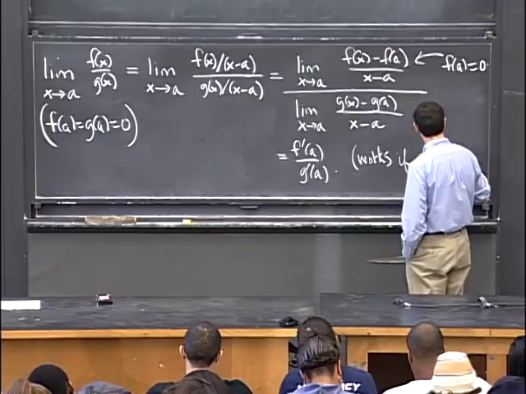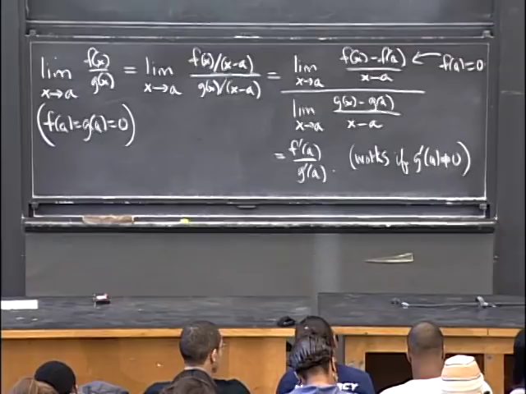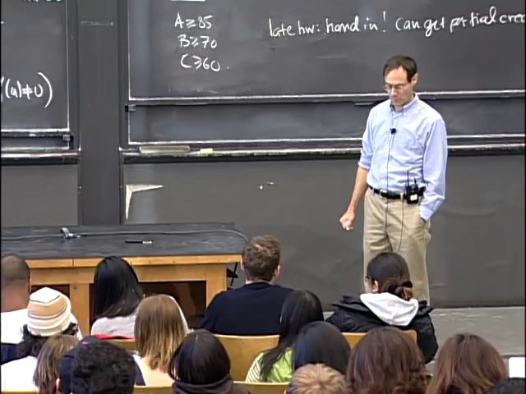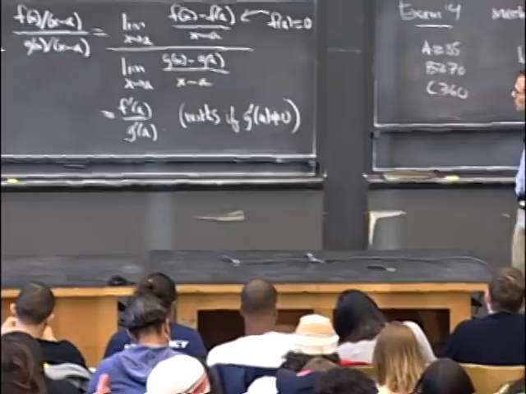Yeah, question. Why does this work in more of an intuitive sense, that the limits can be found using their derivatives? I just don't really understand. I see this proof of it. Is there a more intuitive way to understand it? The question is, is there a more intuitive way of understanding this procedure?